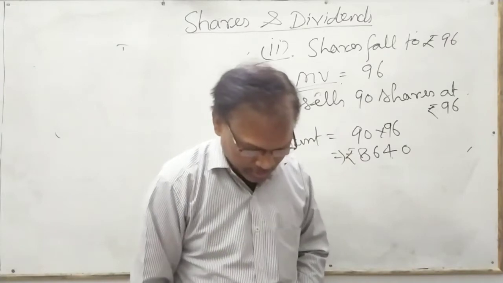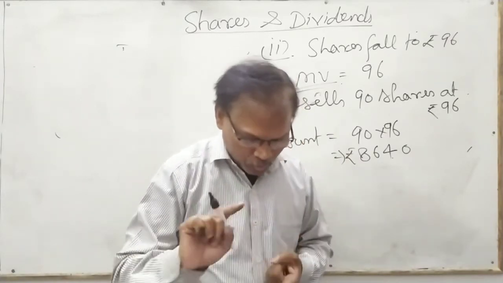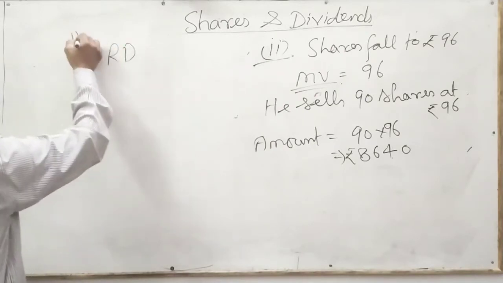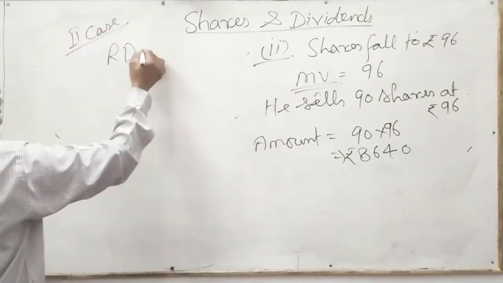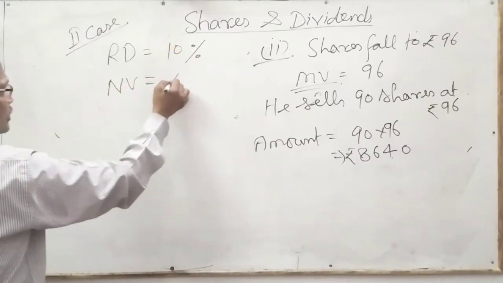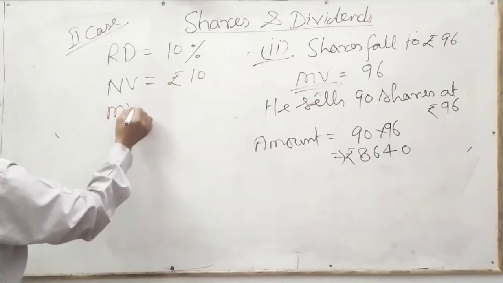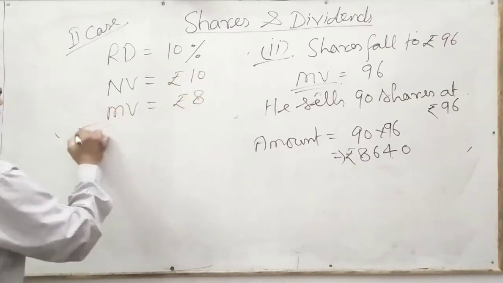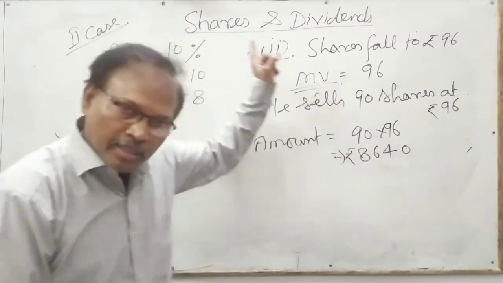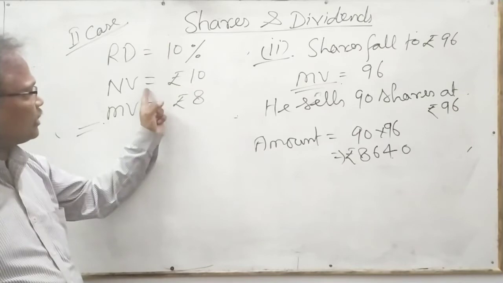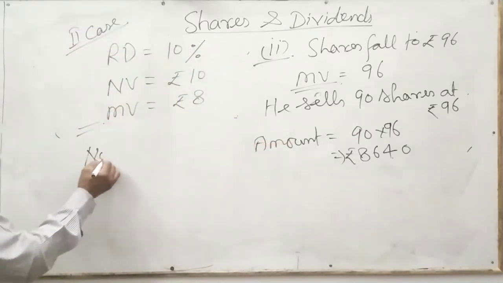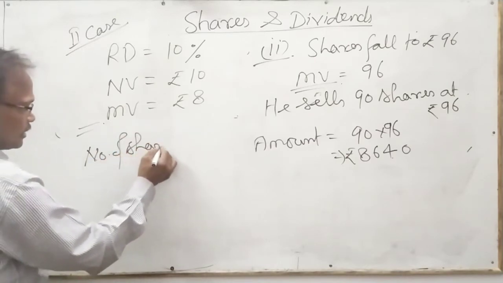और उसका क्या दिया गया है कि he invests the proceeds in 10%, 10 rupees. मतलब जो आरडी सेकेंड केस की है, वो 10%, नॉमिनल वैल्यू इज ₹10 and the market value is ₹8. This is the given, and this much amount he is investing in this company जिसका ये RD NV दिया गया. So what you have to do, first you find the number of shares in the second case.